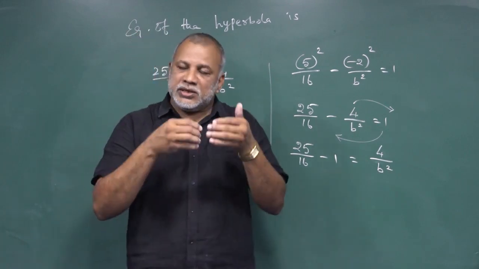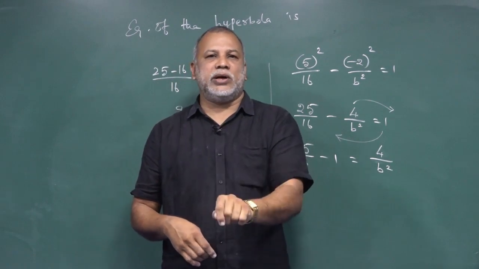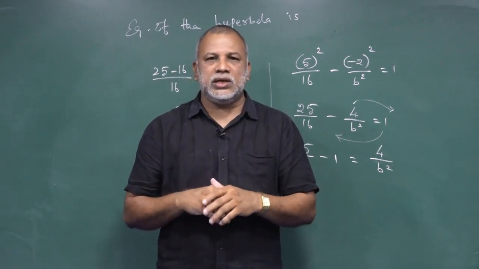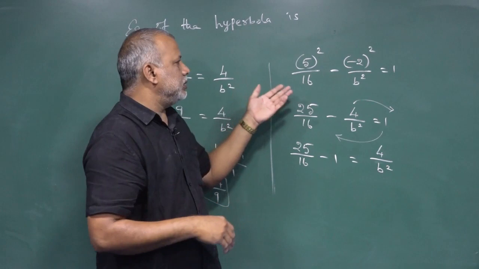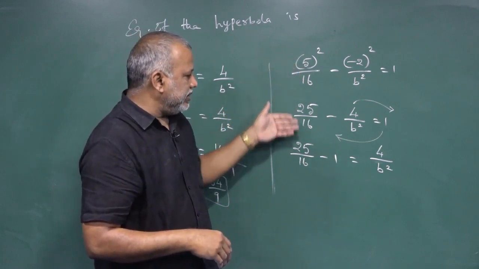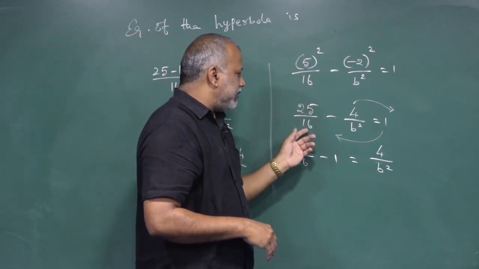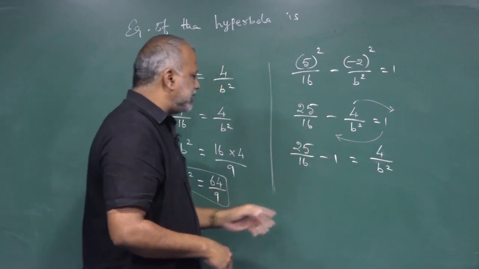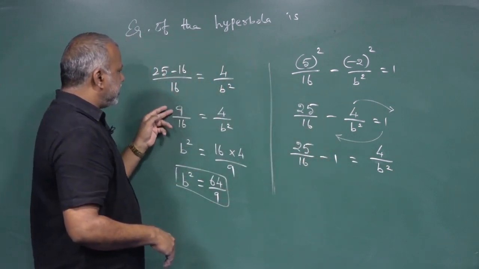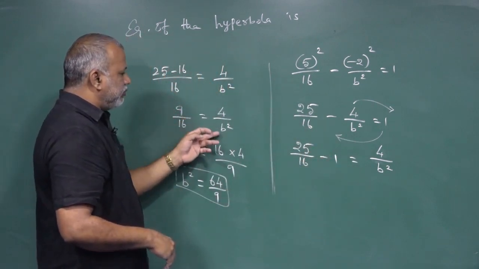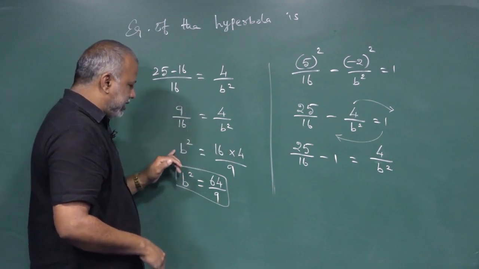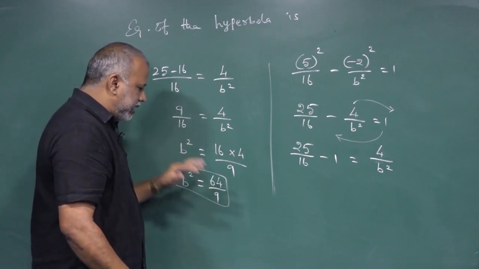Then this hyperbola passing through a particular point, that point is already given in your question, substitute 5 comma minus 2. Simplifying, we get this value. So 5 squared is 25, then take LCM, 25 minus 16, we get 9 divided by 16 equal to 4 divided by b squared. Cross multiplying, we get b squared equal to 64 by 9.